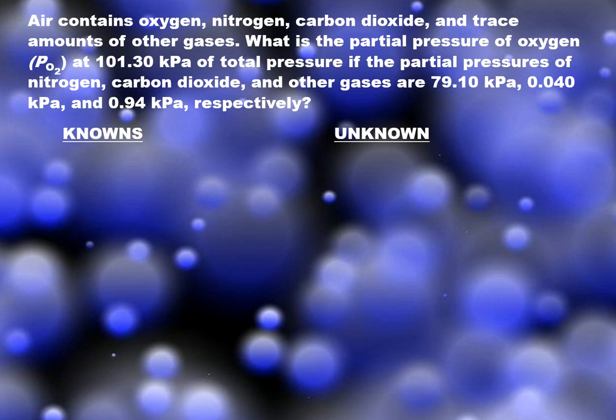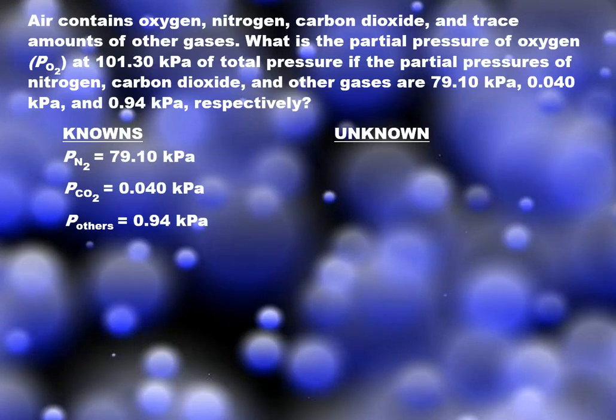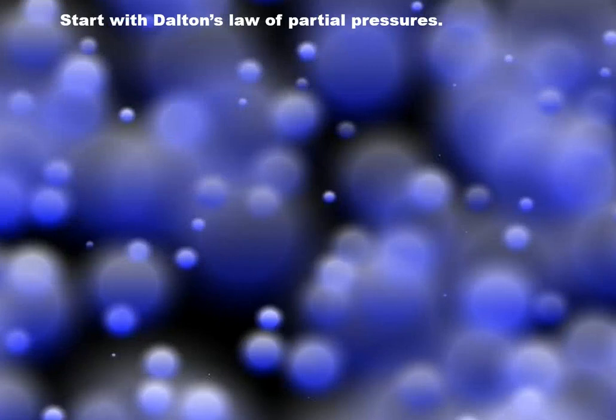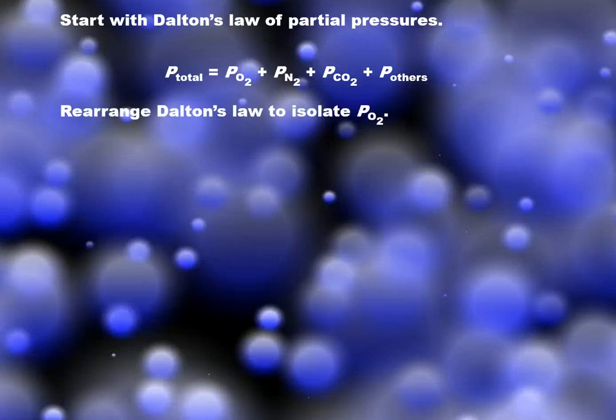List your knowns. So we have the pressure of nitrogen, the pressure of carbon dioxide, and the pressure of the other gases. The total pressure is also 101.30. We want to find the pressure of oxygen, and so our equation, the total pressure is equal to the pressure of oxygen plus nitrogen plus carbon dioxide plus the pressure of all the others.